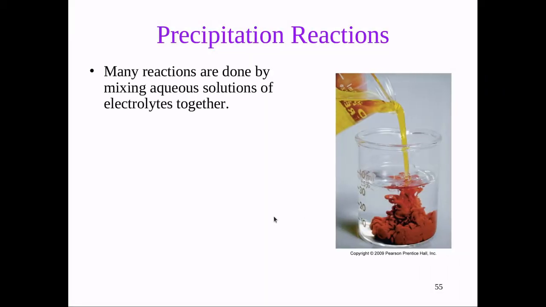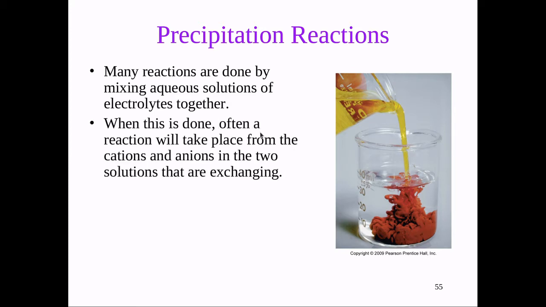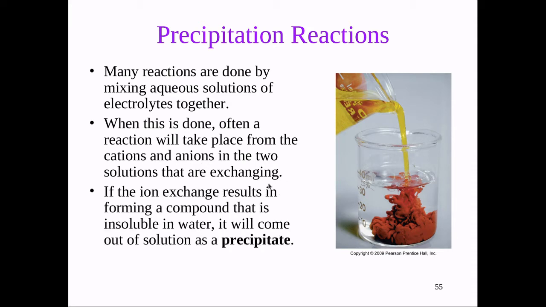So in our previous video we learned that many reactions are done by mixing aqueous solutions of electrolytes together. When this is done, often a reaction will take place from the cations and anions in the two solutions, essentially exchanging with one another. If the ion exchange results in forming a compound that is insoluble in water, it will come out of the solution as a precipitate, and that's what this picture is here. There's an actual cloud of solid forming when we mix these two liquids together.